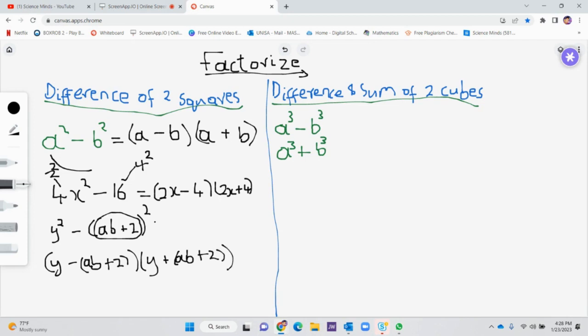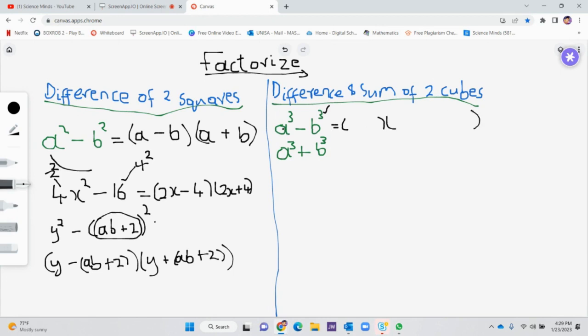All right. So how do we go about now the difference of two cubes as well as the sum of two cubes? With the squares, there's only a difference, there isn't a sum. But with cubes, there is both a difference as well as a sum. A cube is any term that is raised to the power of 3. So the factorization of this one, we're going to have two brackets still.